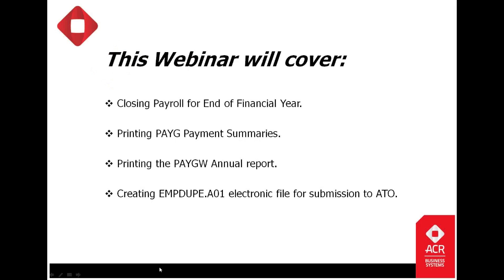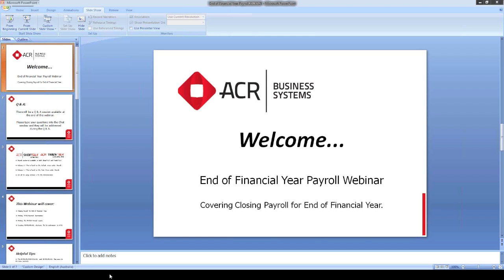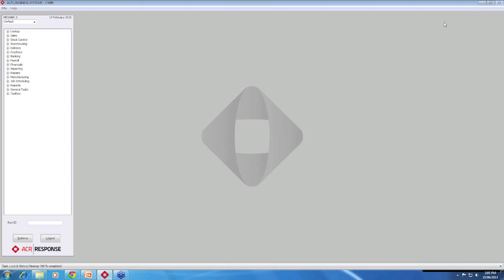so now we can switch over to using ACR, and we can actually go through the process. So when you're logged into ACR, the whole process takes place from the payroll menu. The following steps are to be undertaken sometime after completing your final June dated pay run, but before you do your 1st July dated pay run.